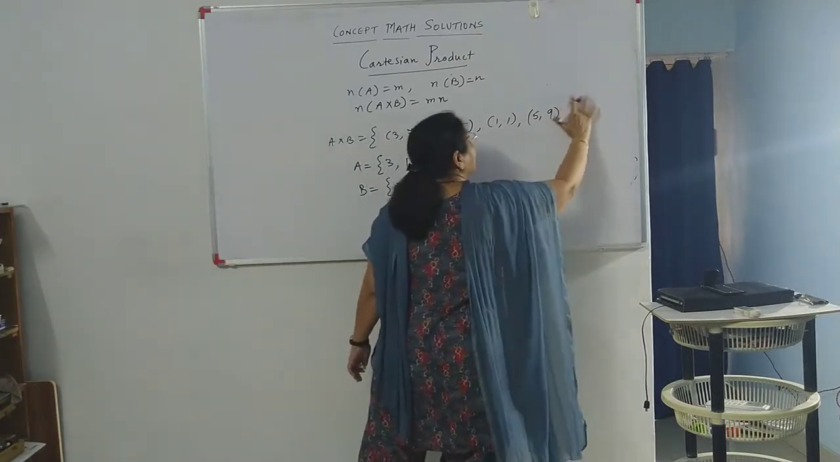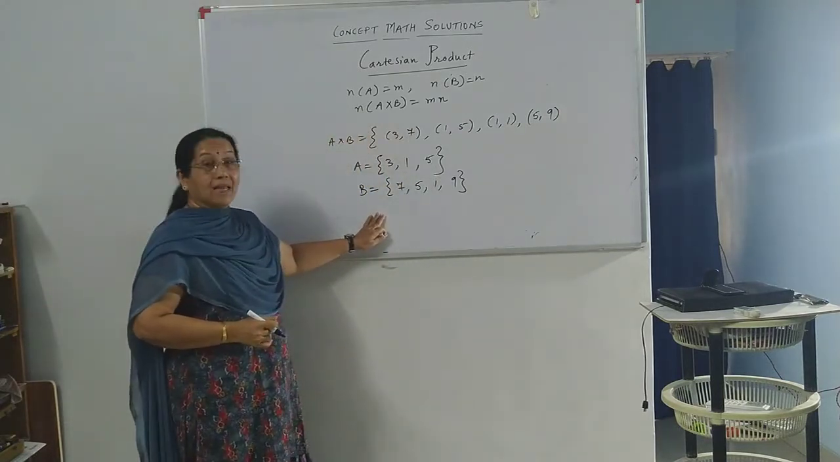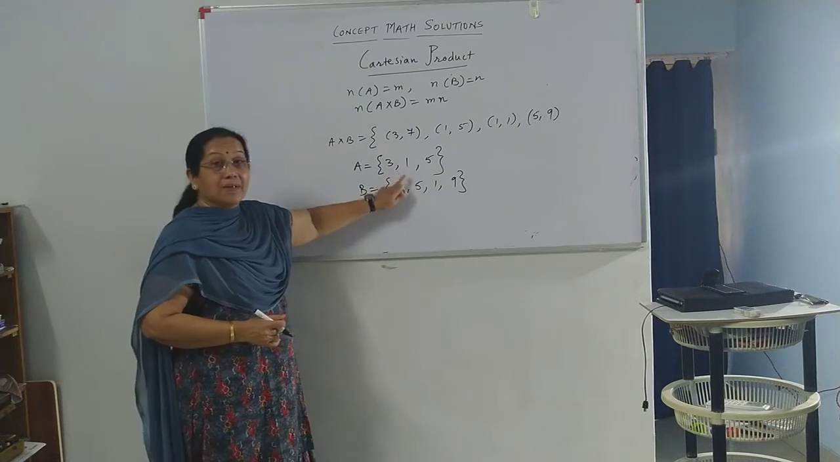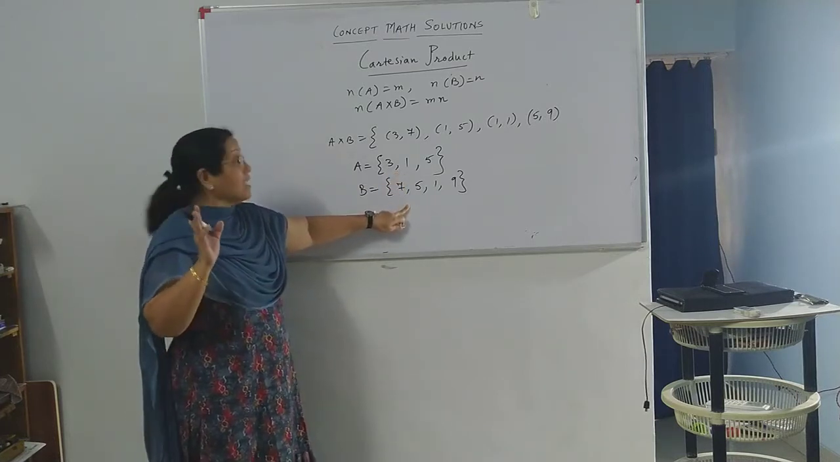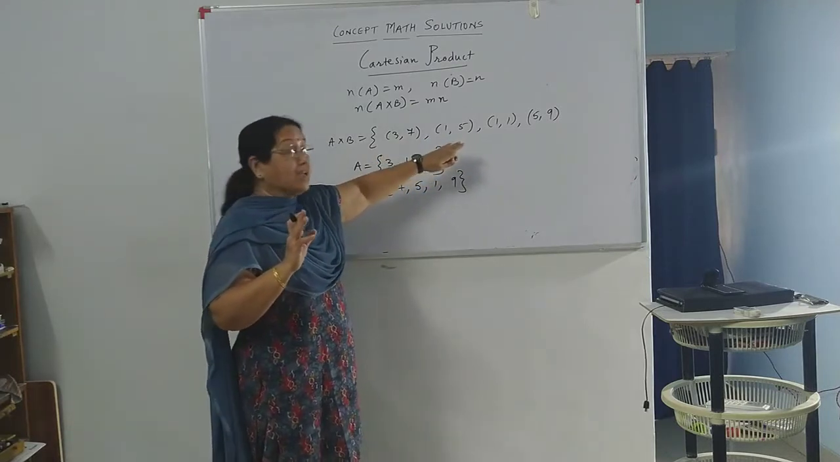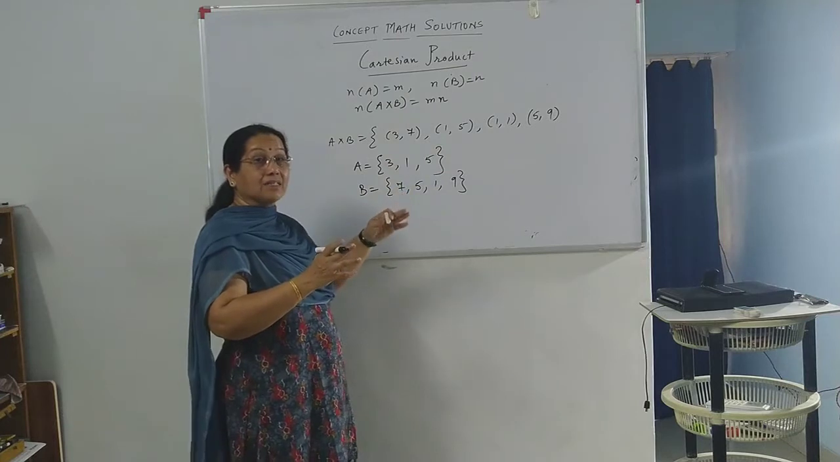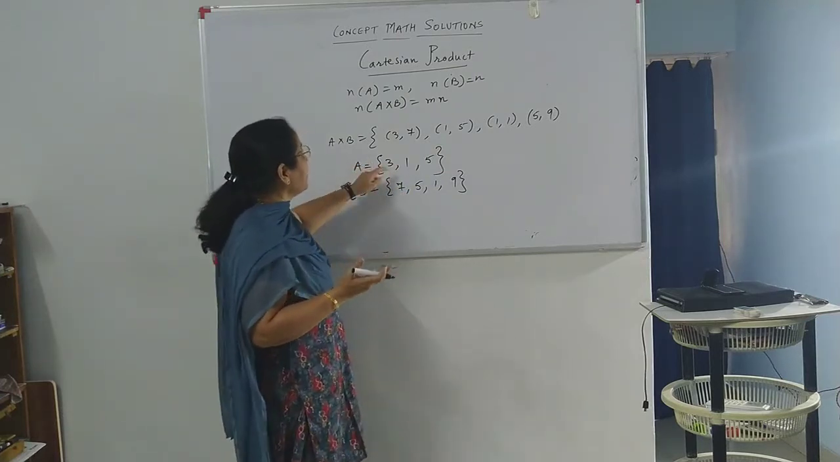Now tell me how many further elements will come in A cross B. This has 3 elements, this has 4 elements. So 3 into 4, 12 elements. I have listed only some elements of the cross product. Yes, and then from that I ask you to find the sets and complete the cross product. So you can complete now.